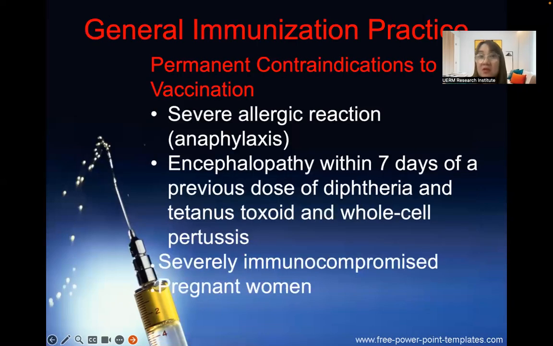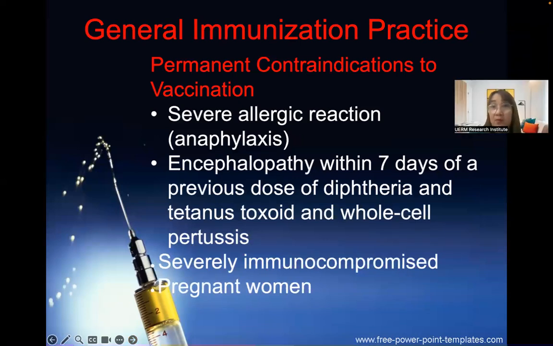So what are the general immunization practices? So we have permanent contraindications to vaccination. So if you develop severe allergic reaction or anaphylaxis during the shot that you were given initially, you should not get the second shot anymore. Encephalopathy within 7 days of a previous dose of diphtheria and tetanus toxoid and whole cell pertussis, if you're severely immunocompromised, and pregnant women.